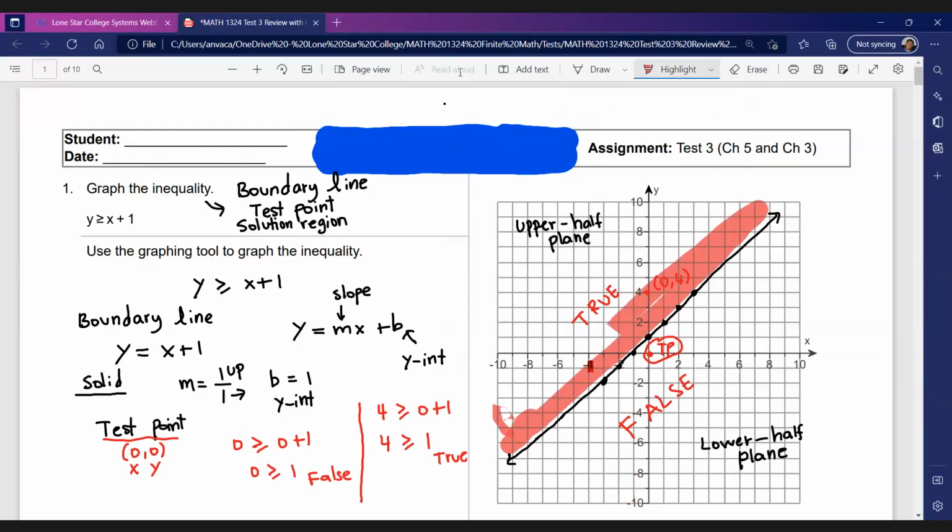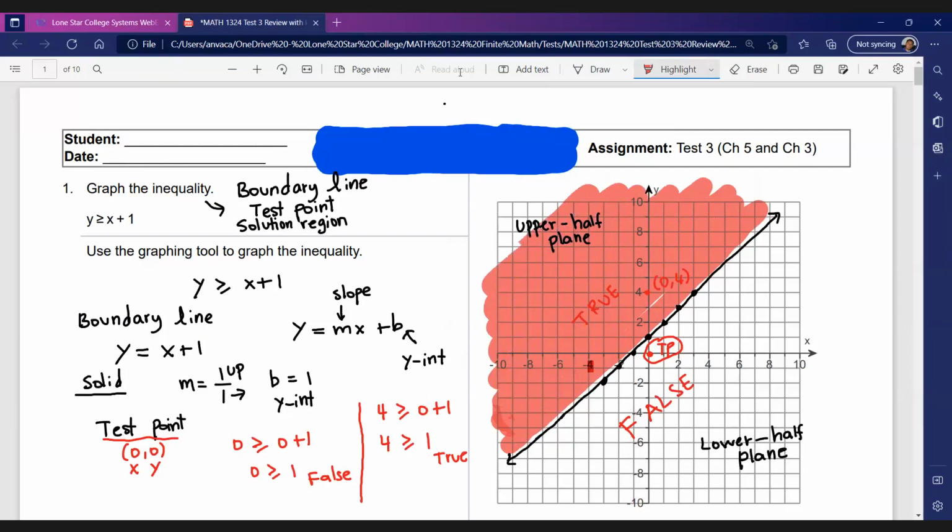So all of this area up here, all of this upper half plane will be part of the solution. Any point in this region will satisfy the inequality. So what about points on the actual line? Well, the fact that this boundary line is solid means every point on the boundary line will satisfy the inequality. Okay. All right, let's move on to another example.